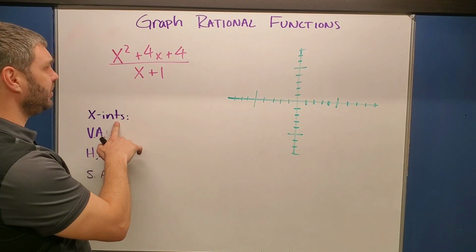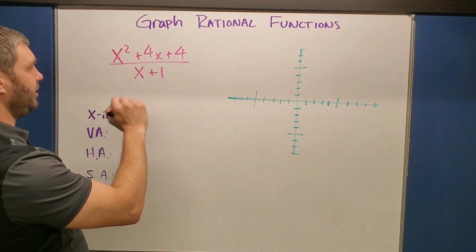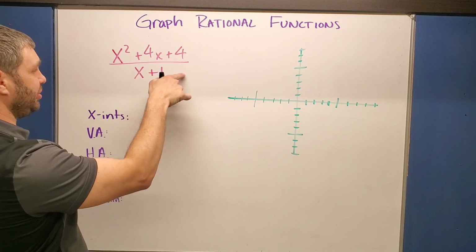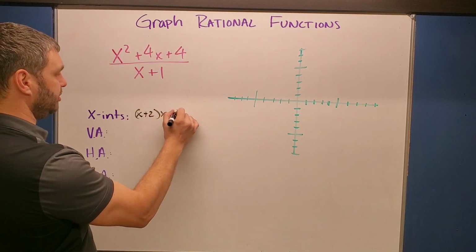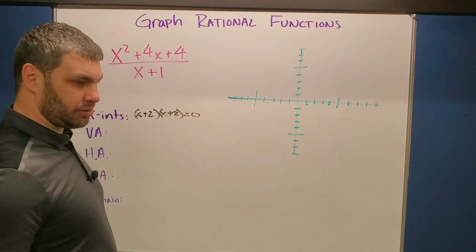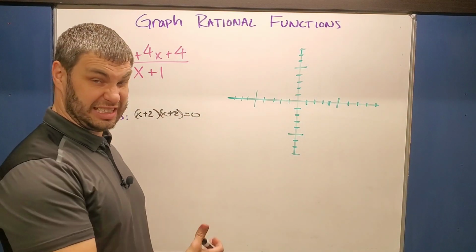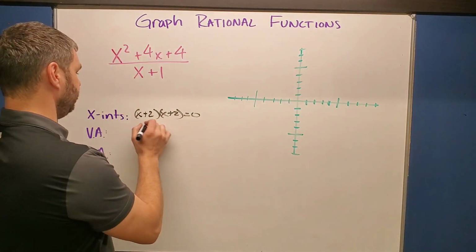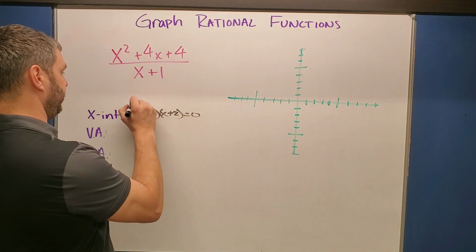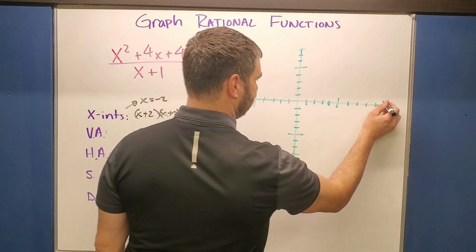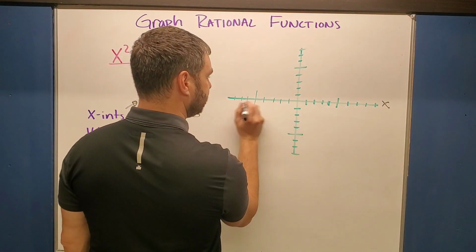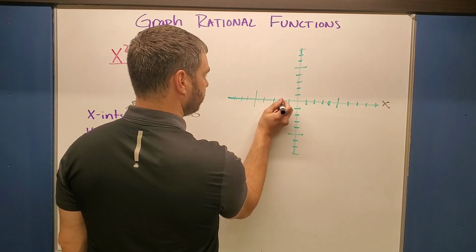Okay, so this is one where, let's see, we can probably do this one in our head. It's going to be x plus 2 times x plus 2, I think. If I set both those equal to 0, of course, I'm just going to get one answer, which is x equals -2. I'll put it up here, I guess. x equals -2. So it's going to cross my x-axis only once at -2, right there.